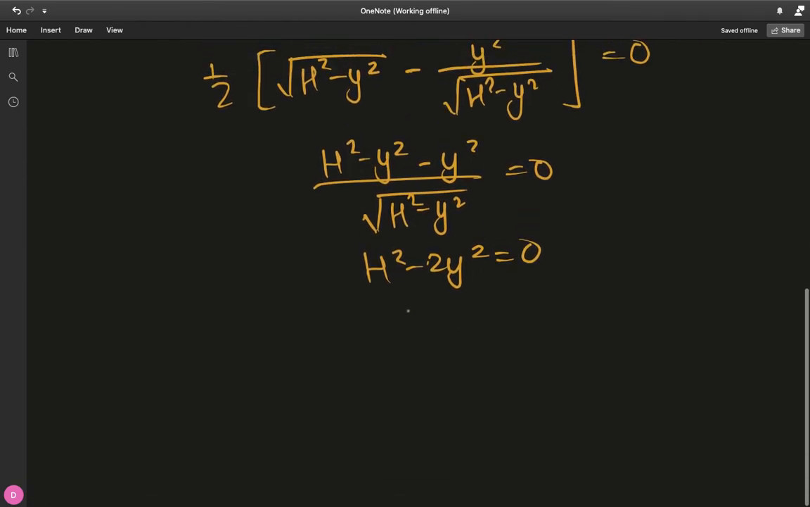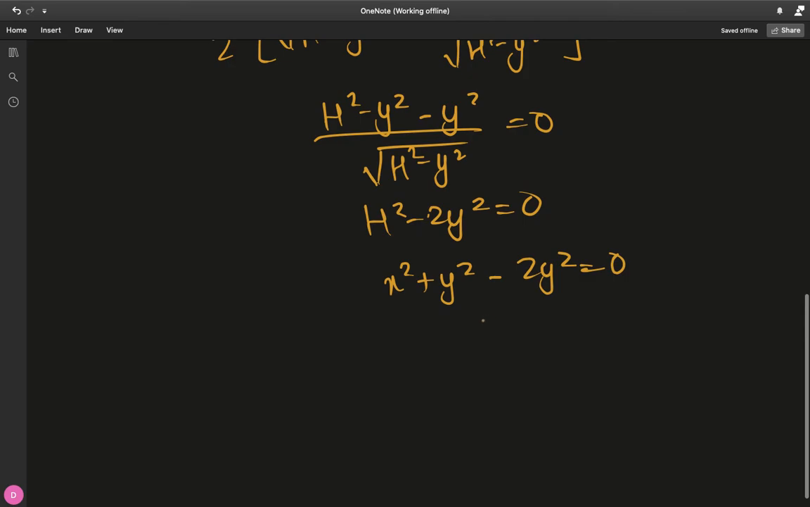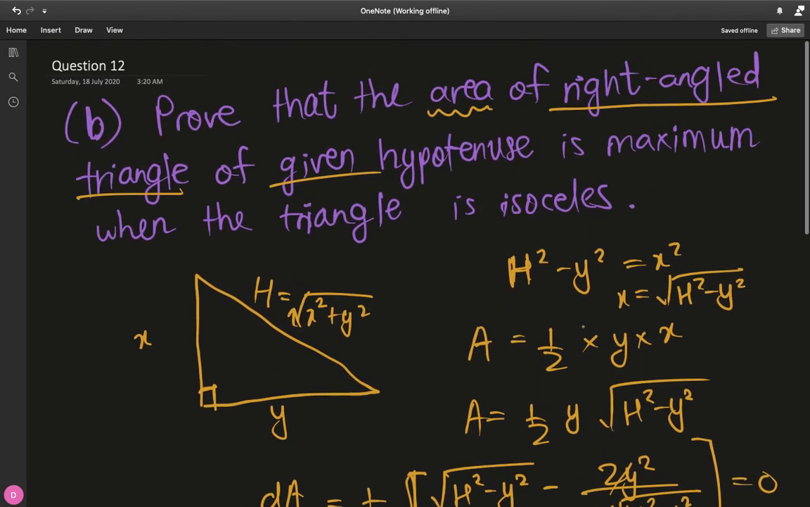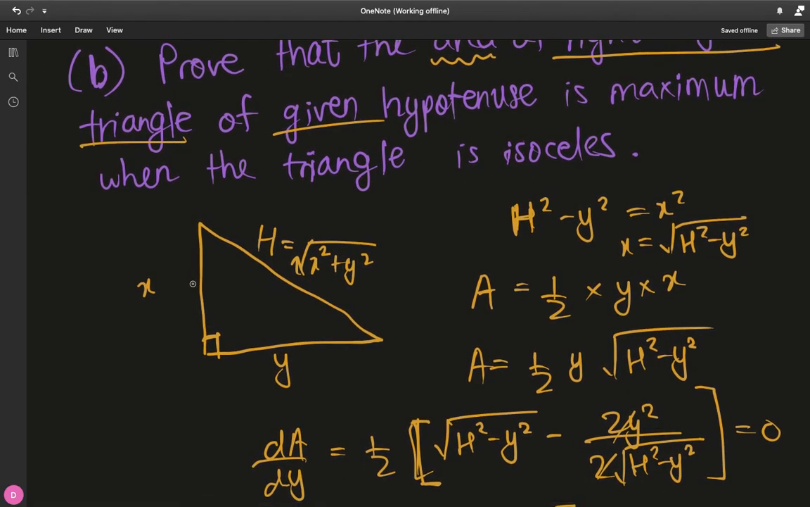So substitute for h squared, x squared plus y squared by Pythagoras theorem, minus 2y squared is equal to 0. So stuff will cancel out. We have x squared is equal to y squared, implying that x is equal to y, because you can't take the negative branch when you root both sides. Their lengths, that's why. So x is equal to y. So this length is equal to this length.